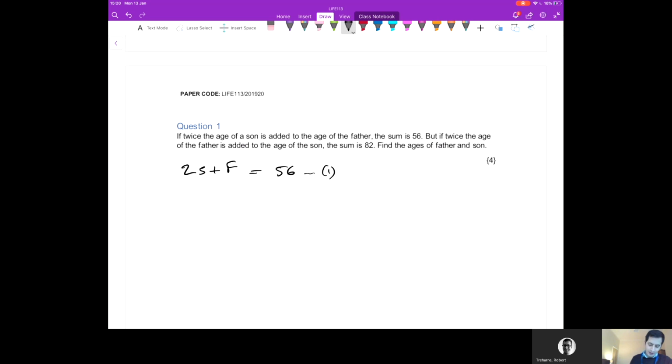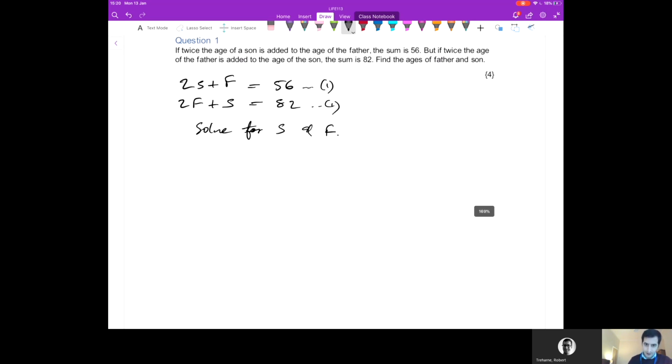if twice the age of the father is added to the son, that is equal to 82. So solve for the age of the son and the father.